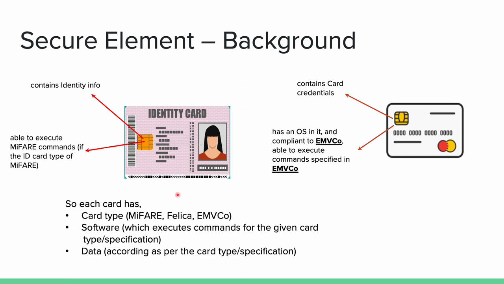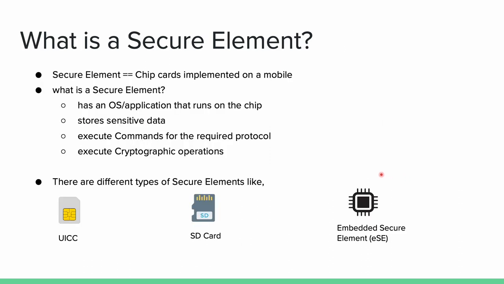So each of these cards is of a different card type. It could be MyFair or it could be EMVCo, etc. It has a software, which is an operating system or an application, which is able to execute commands for the given card type and specification, and it has data according to the card type and specification. So the MyFair chip stores data in a different fashion, whereas an EMVCo chip card stores data in a different fashion. So what is a secure element?